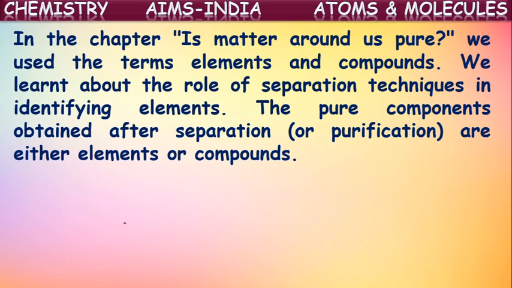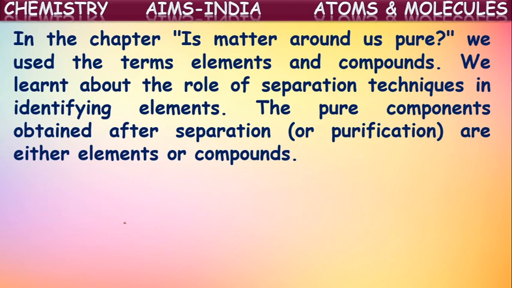The pure substances containing only one kind of atoms are called elements, and the pure substances containing different kinds of atoms combined chemically are called compounds. We learned about the role of separation techniques in identifying the elements. How to identify the elements by using different separation techniques we have also seen in the chapter. The pure components obtained after separation are either elements or compounds, isn't it?